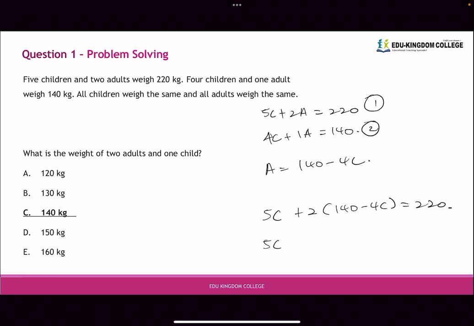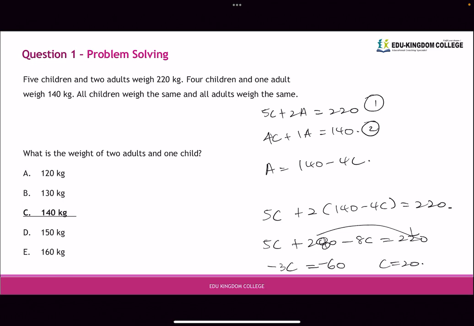Now, 5c plus 240 minus 8c equals 220. And so 5c minus 8c is minus 3c. If I move the 240 over, I should get, oh, sorry, that should be 280. If I move the 280 over, I should get 60 minus 60, and so c should equal 20.